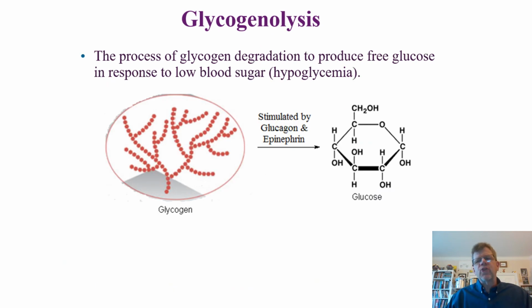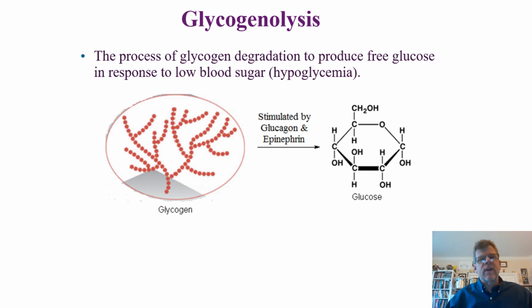So let's turn this process around. When our blood glucose level was too high, we stimulated glycogenesis by using insulin as our peptide hormone, and that started bringing down our blood glucose level. But that won't stop. Glycogenesis will continue until it's told to stop and have another process start.